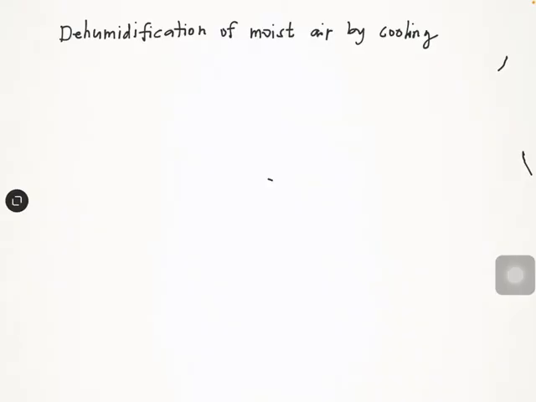So we continue our discussion of the psychrometric processes. Now we go to the dehumidification of moist air by cooling. If moist air is cooled below its dew point, condensation of moisture will occur. So considering we have here this diagram.